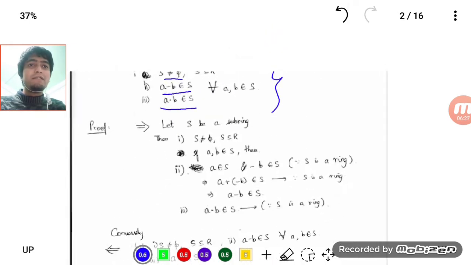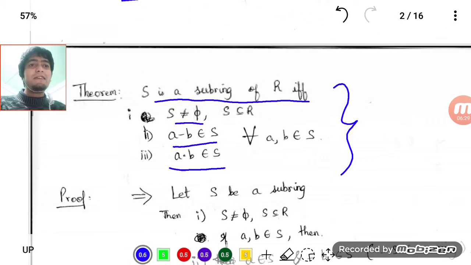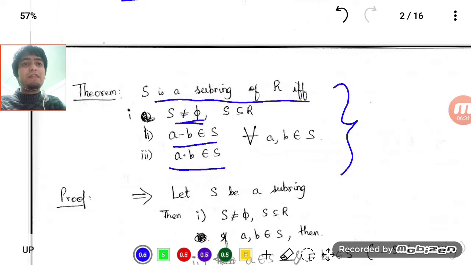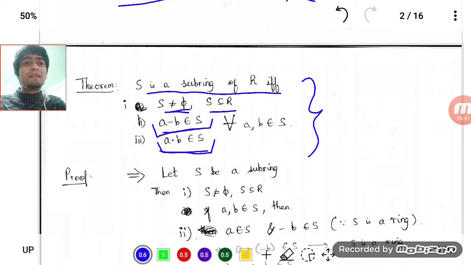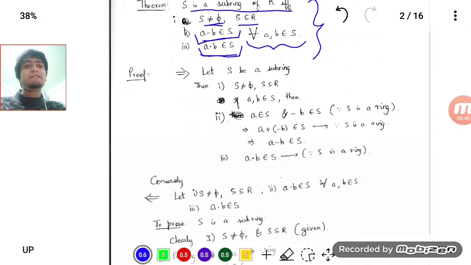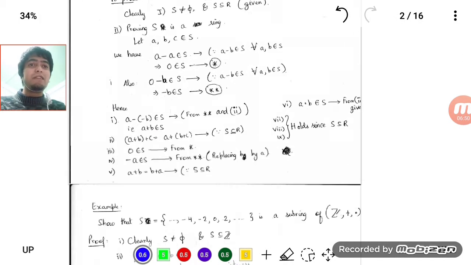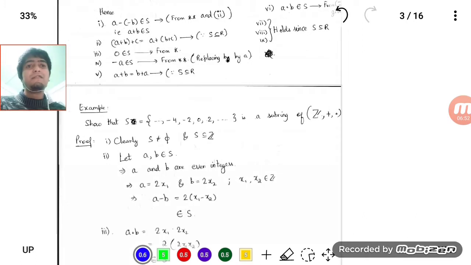Let us just see what the 3 conditions say. It will be a subring if it is not empty. It will be a subset. A minus b belongs to S, and a dot b belongs to S for all a and b belonging to S. So if you have to prove something is a subring, you need to prove condition 1. For condition 2 and 3, you will start with let A and let B belong to S. I hope that is clear. Again, the proof, I will send it in the notes.